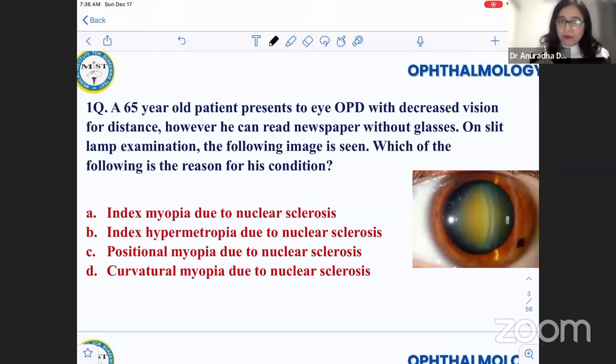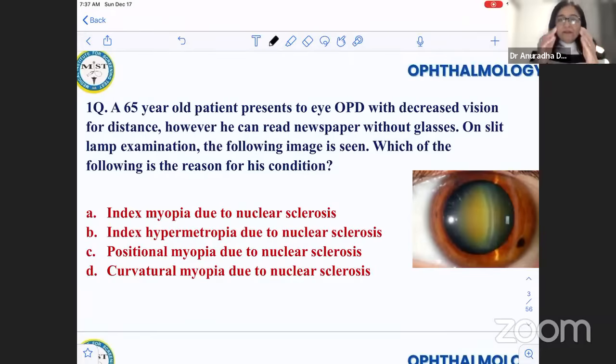Look at the age group of the patient. Look at the symptoms which are being given. What kind of examination findings are given in the question statement? If there is an image, try to identify the image. And then, of course, the last line of your question will be what the examiner is actually asking. So whether the question is based upon finding the diagnosis or the management, you have to see that.